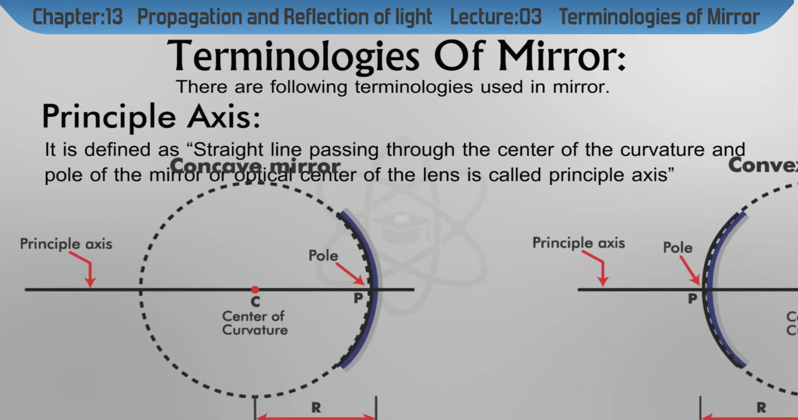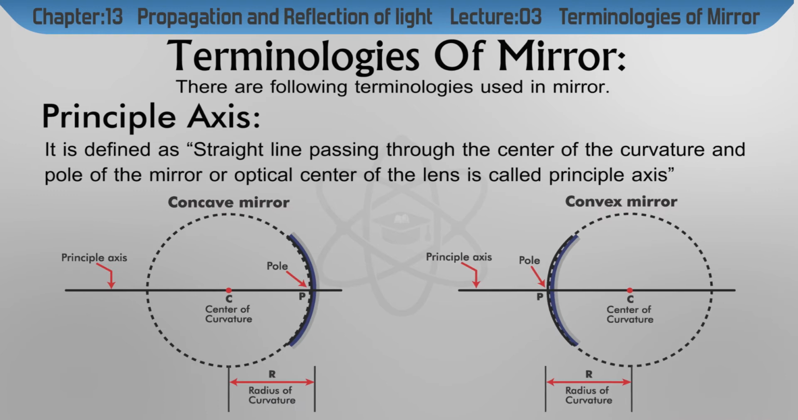It is passing through the center of curvature as well as through the pole of the mirror. If there is a lens, then we will say the optical center of the lens. So it is called the principal axis.